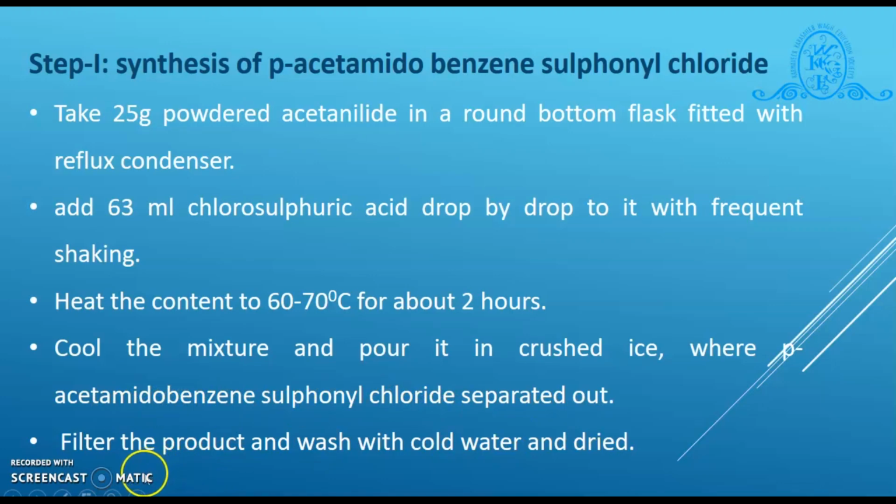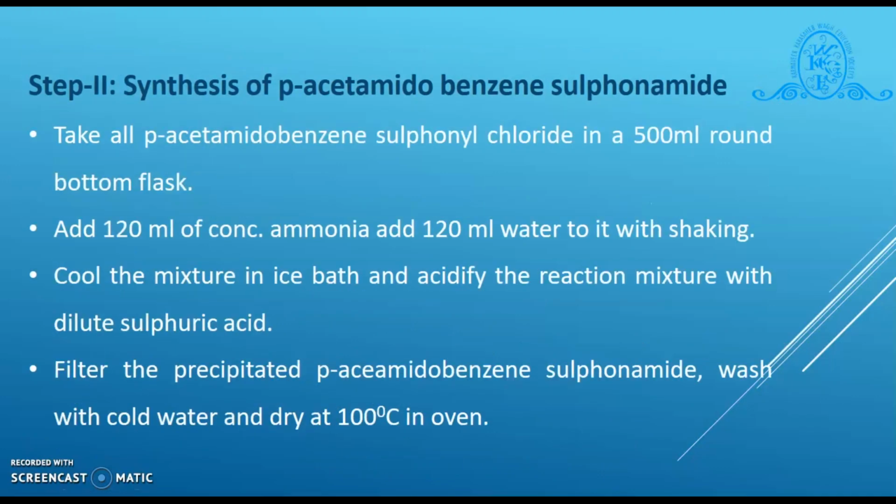After the precipitate is obtained, we undergo filtration and washing with cold water. Students, it is necessary to wash the product after filtration to remove unwanted materials or chemicals from the product. After the washing we proceed for drying. So this is the step 1 procedure where we obtain the product, para-acetamidobenzene sulfonyl chloride. Now we proceed to step 2.